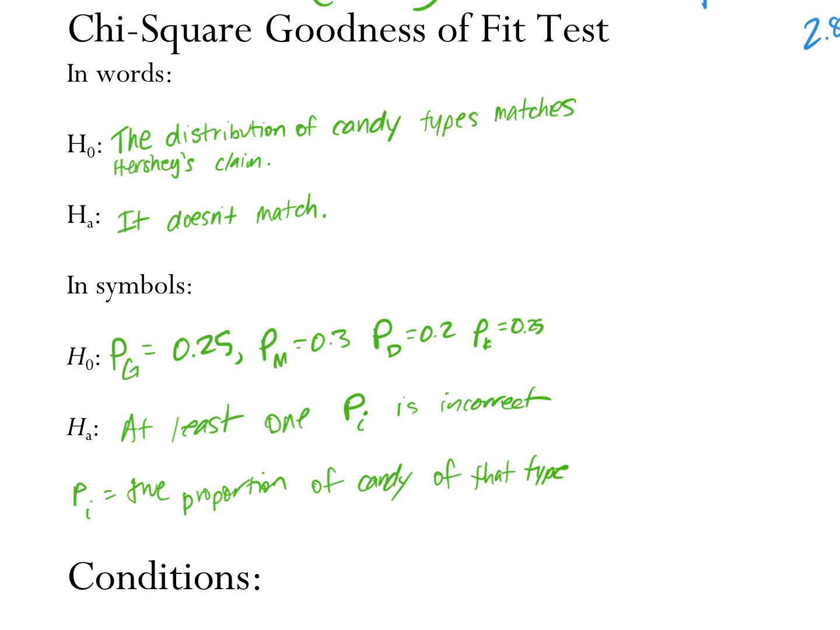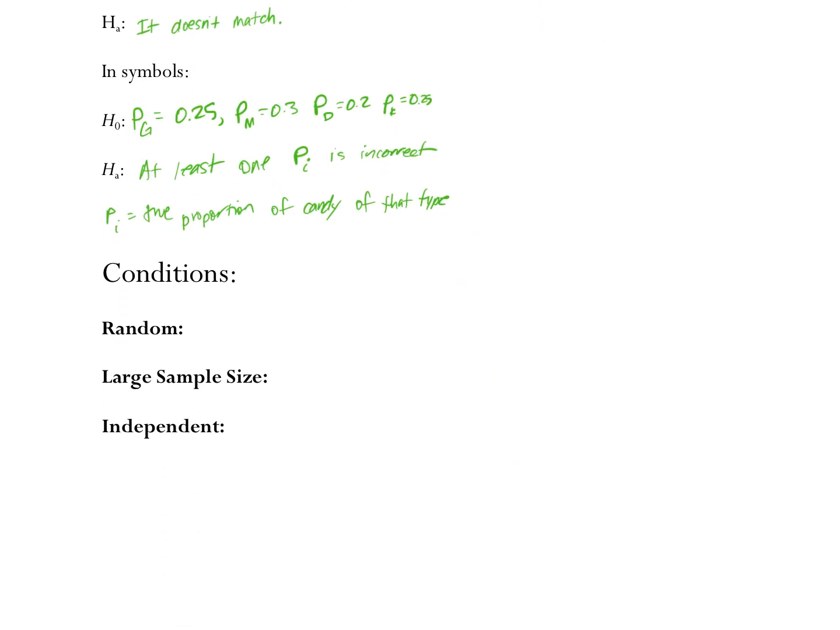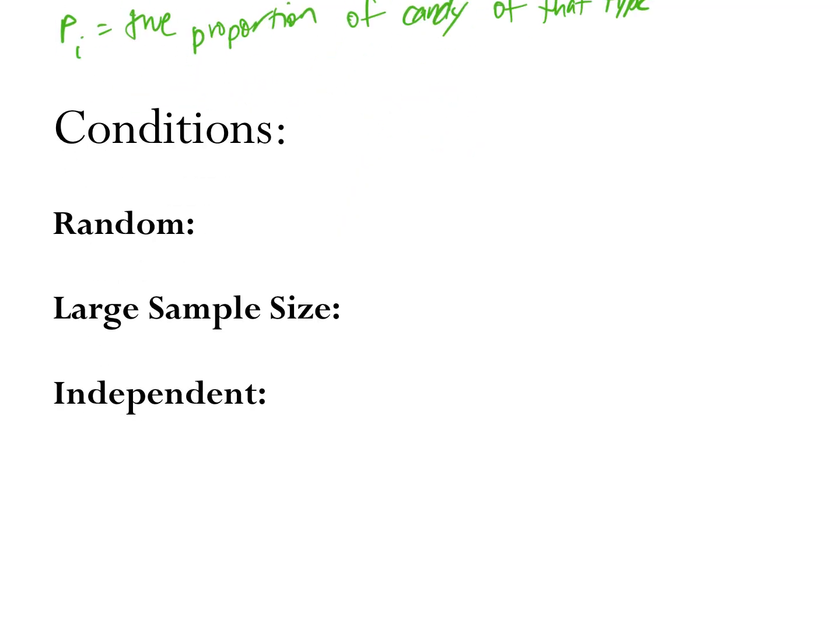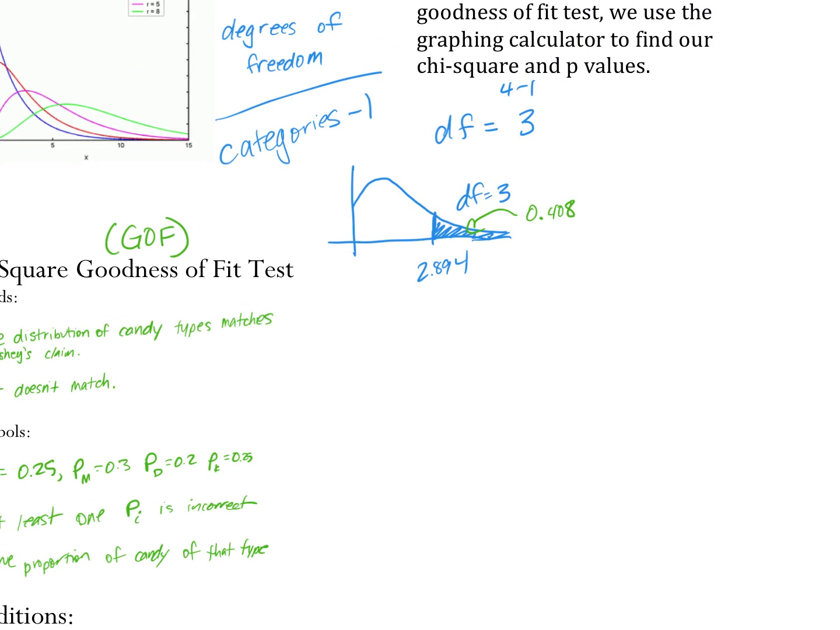How are we feeling? I got great news. For our conditions, only one of them has changed. Random, we're still going to look for is it given. Independent, we're still going to use our 10% condition. We do not have a normal condition because my sampling distribution in this case is the distribution of all the possible values for chi-squared I could have. And we just said chi-squared graphs are not normal.